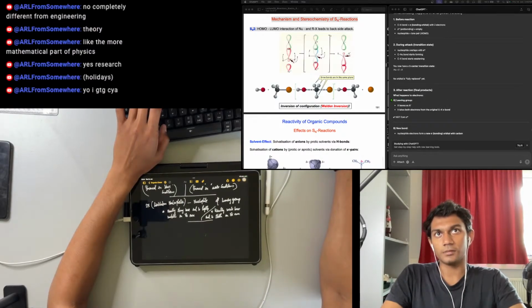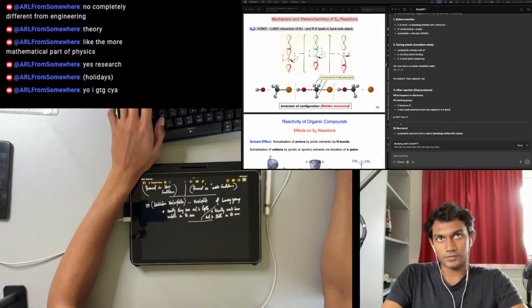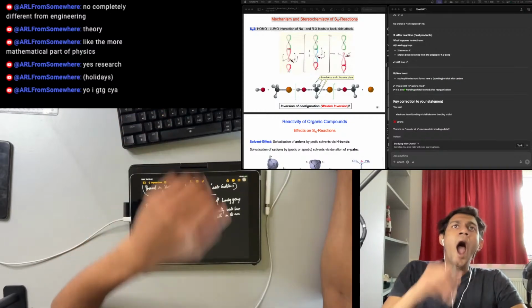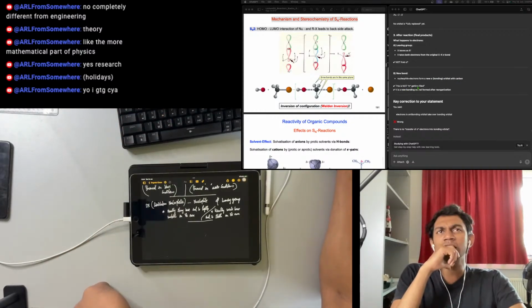After the reaction, the final products. What happens to the electrons? The leaving group X leaves as X minus. It takes electrons from the original C-X sigma bond, not from sigma star. I understand that. New bond: nucleophile electrons form a new sigma bonding orbital with carbon. It is not sigma star getting filled. It's a new bonding orbital formed after reorganization.